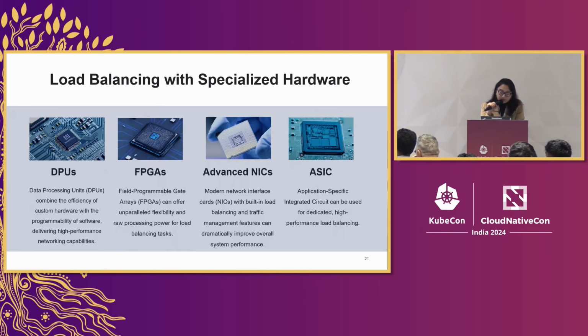DPUs combine the efficiency of custom hardware with the programmability of software to deliver high performance. FPGA can offer unparalleled flexibility and raw packet processing for load balancing tasks. SmartNICs with built-in load balancing support and traffic management features can drastically improve the overall system performance. And then there are ASICs that can be dedicatedly used for high performance load balancers.